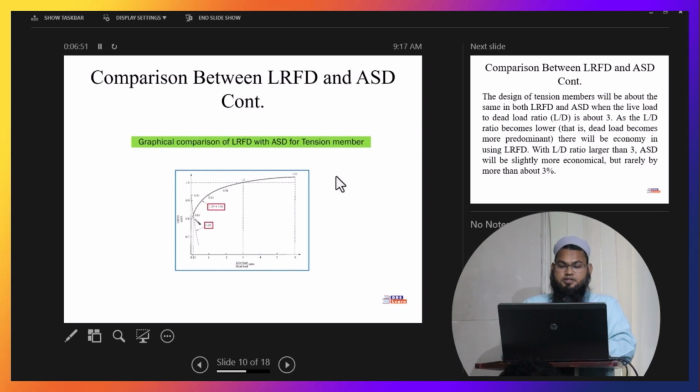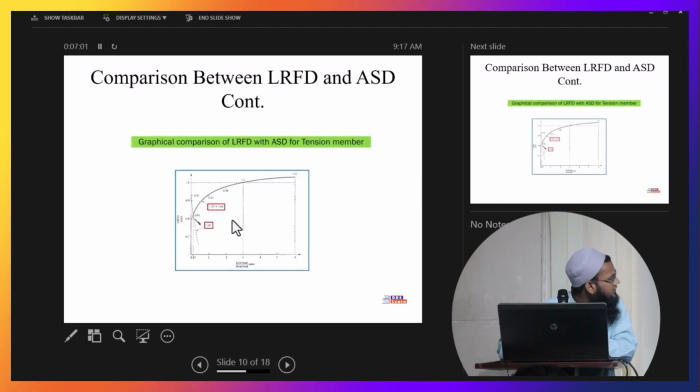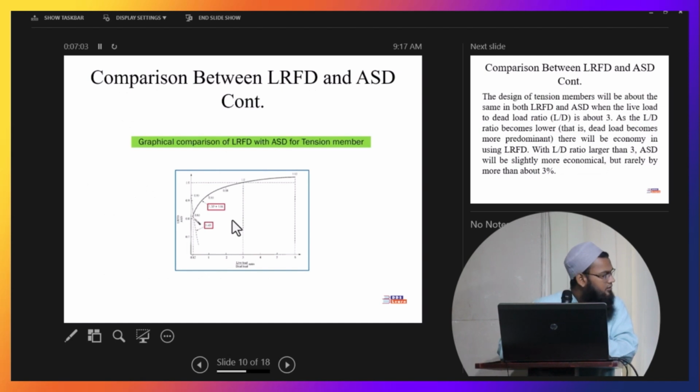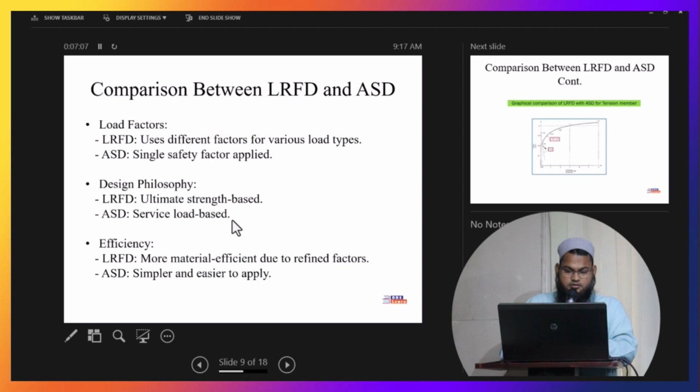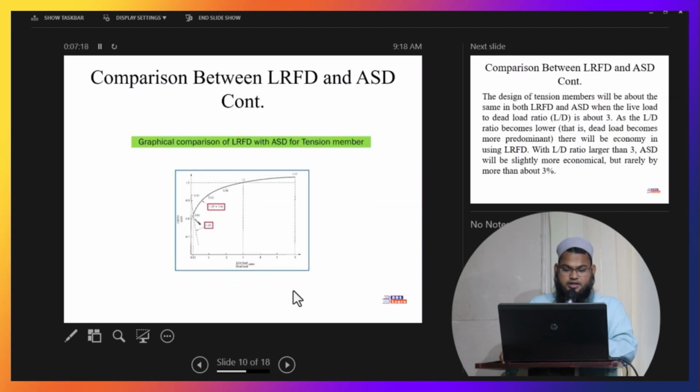Here's the graphical comparison of LRFD with ASD for tension member. Is that visible? This phenomenon is graphically presented in this graph.